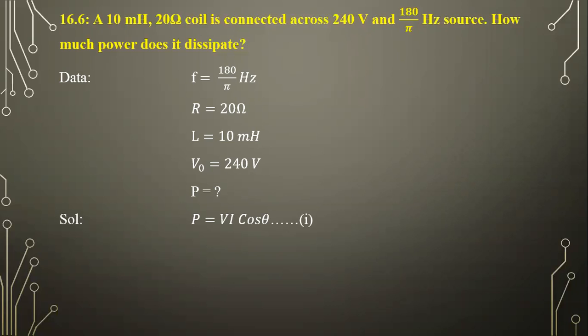So the value of current can be determined by using V over Z, where Z is impedance, and the impedance of the electric circuit can be determined by using the square root of R square plus XL square. With the help of this mathematical form, we can determine the impedance of the electric circuit. But in this equation, inductive reactance is also unknown. So first we need to find the inductive reactance, that is, XL.